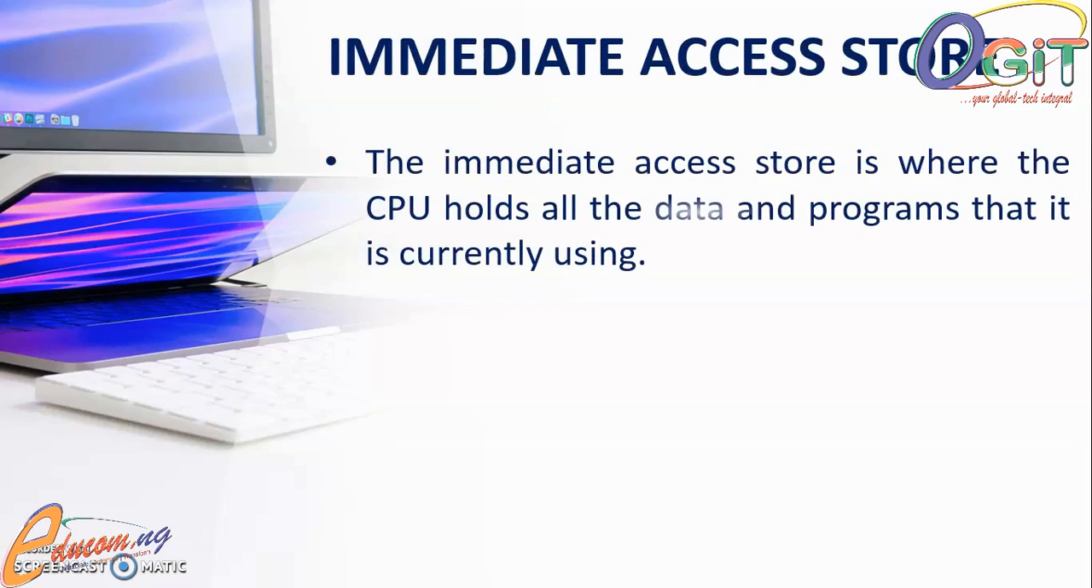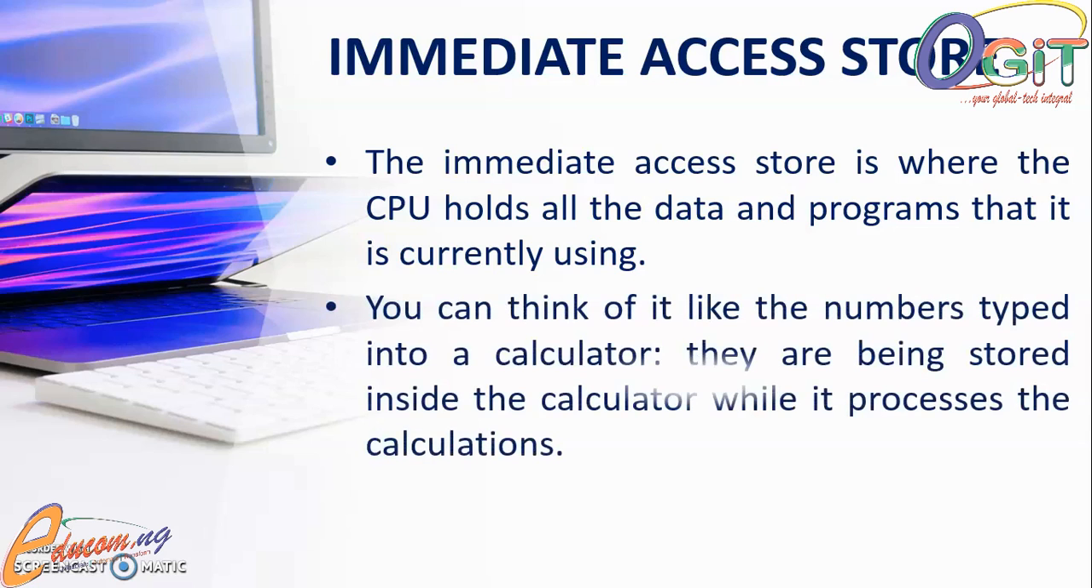Another part of the CPU is the immediate access store. This immediate access store is where the CPU holds all the data and programs that it is currently using. Whenever a CPU is working on a data or a program, it stores it temporarily on the immediate access store. You can think of it like the numbers typed into a calculator. They are being stored inside the calculator while it processes the calculations.